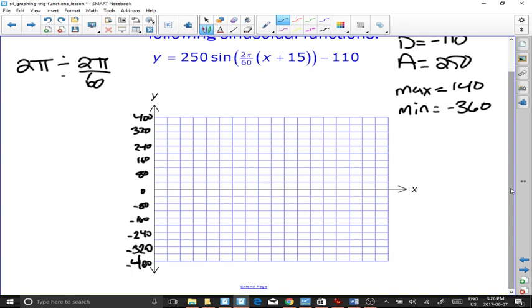Well, if your b value is ever pi divided by something or 2 pi divided by something, that's a very good indication that your period is going to have nothing to do with pi. And what we actually do is the same treatment as when we multiply or divide fractions. When we divide fractions, we change the sign to multiplication and we flip it upside down. And then what we get is a period of 60 units.